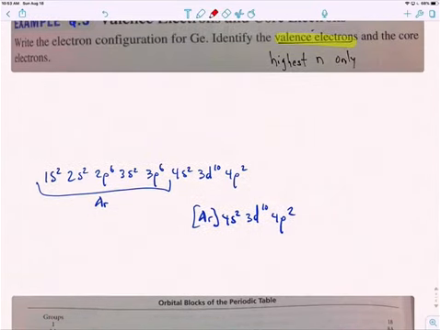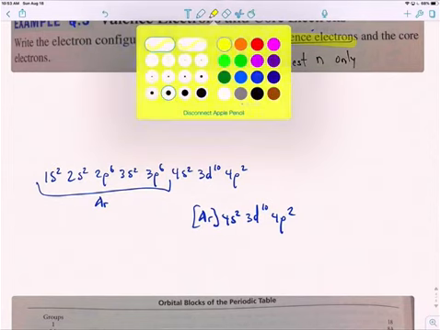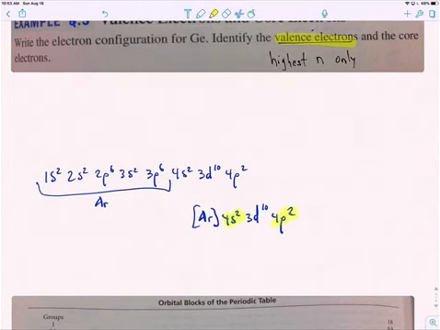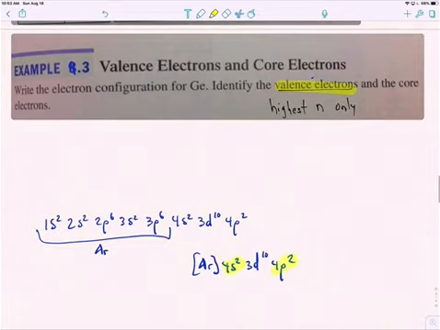The valence electrons are the highest n. So let's identify the valence electrons. I'll use yellow. Here are the valence electrons. Those are the highest n only. The valence electrons are the 4s and 4p. So germanium has 4 valence electrons. Okay?